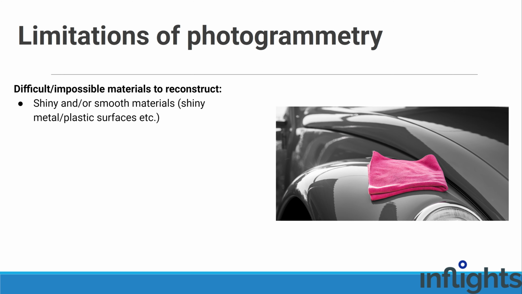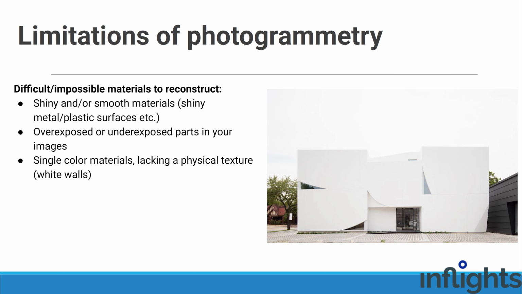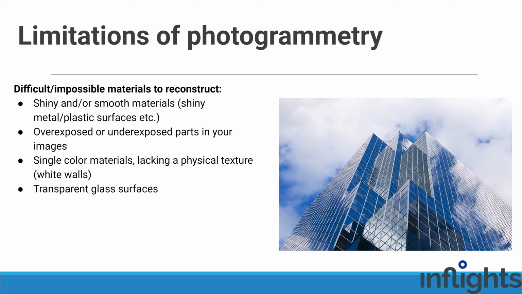So what are the limitations of photogrammetry? Shiny and smooth materials, for example shiny metals, and plastic surfaces, overexposed or underexposed parts of the image. Single color materials lacking any physical texture, for example white walls. Transparent glass surfaces, for example skyscraper walls. Mirrors. Water, for example river.